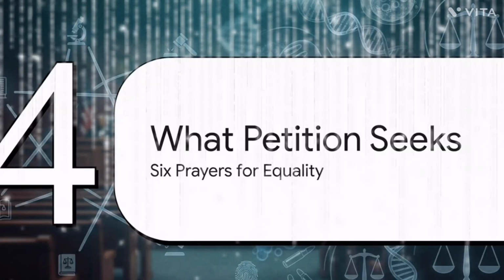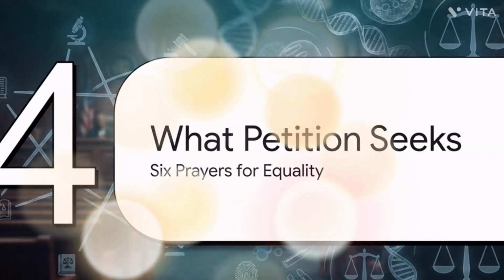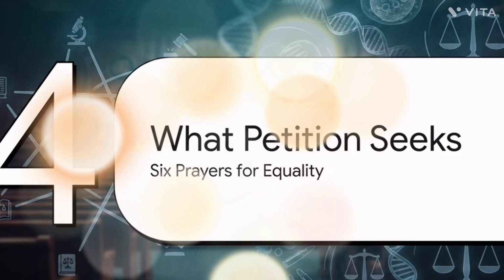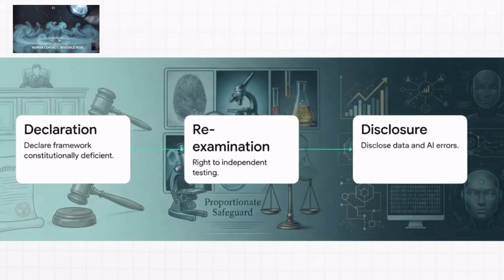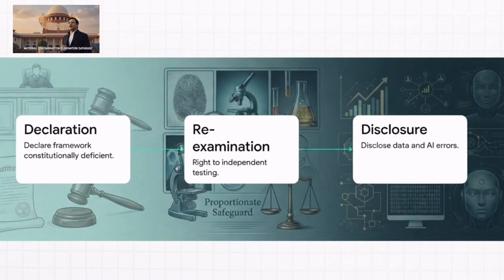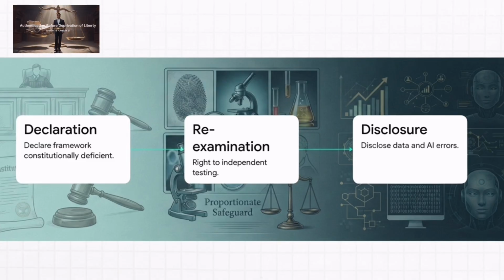Let's look at Section 4, what the petition seeks. These are 6 specific prayers for forensic equality. Let's move on and see how this builds a much-needed framework for fairness. Step 1 is straightforward, a formal declaration from the court that this current setup, giving the state exclusive power without matching opportunities for the accused, is constitutionally deficient.